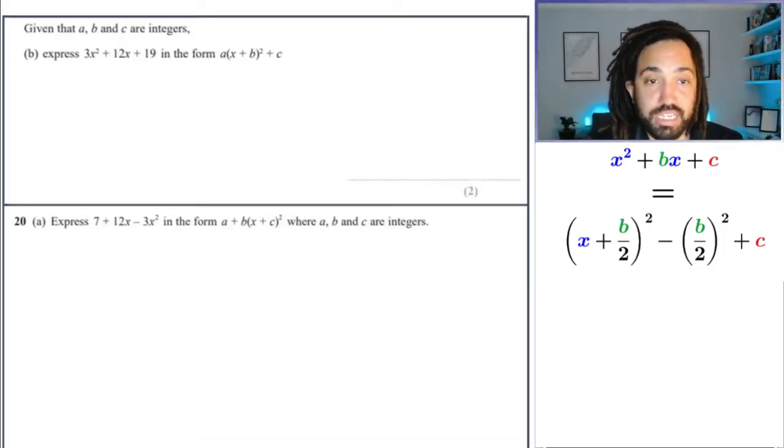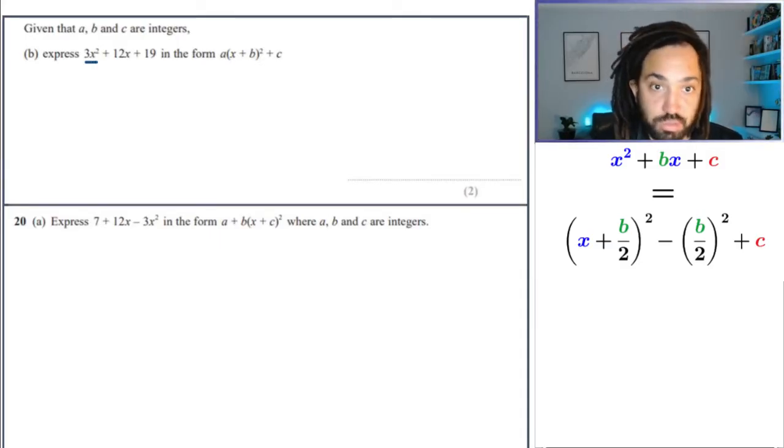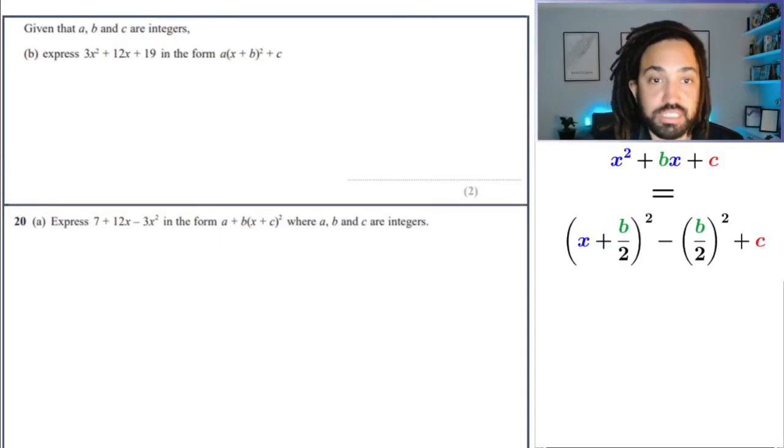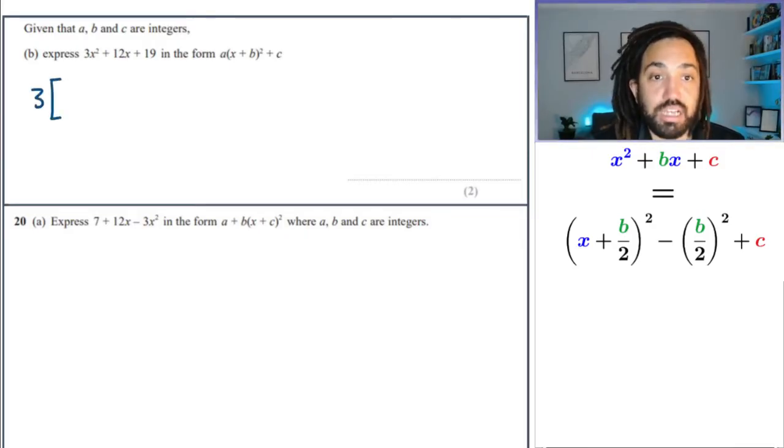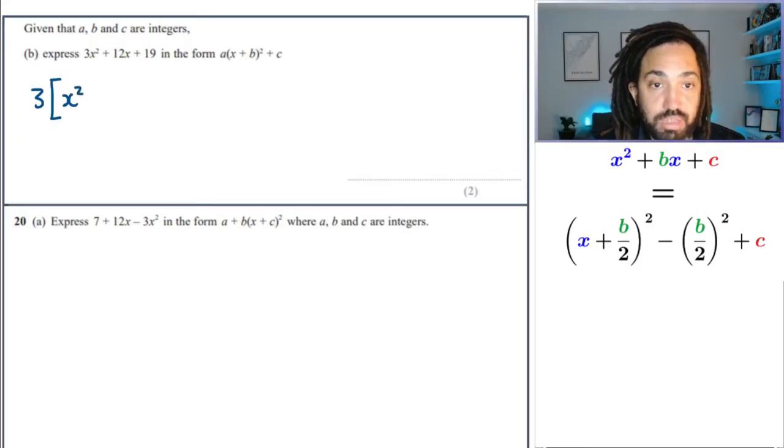Okay, right, we're back at it again. Same thing, we've not got an x squared, we've got 3x squared, which means I'm going to need to take out a factor of 3. So I'm going to do a big square bracket, and I'm going to take out a factor of 3, and I'm going to do that for the 12x as well, which is going to give me 4x, and then I'm just going to leave the 19 outside.